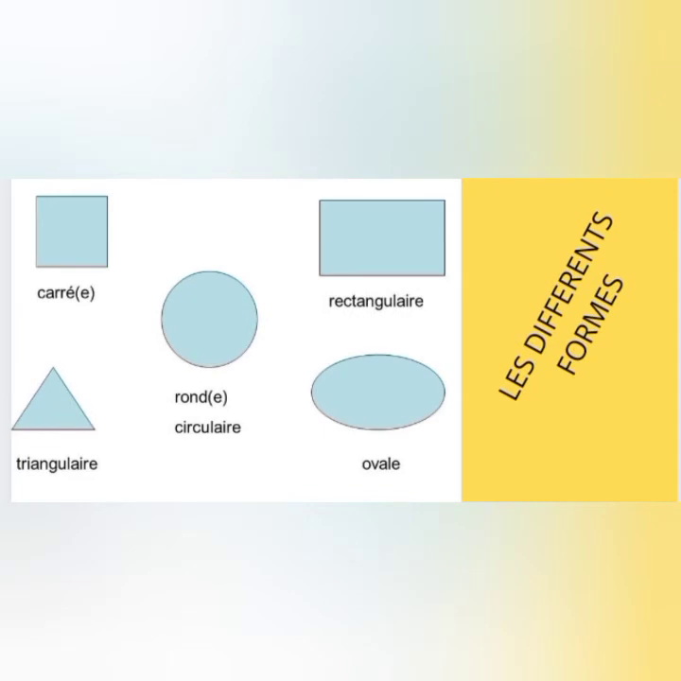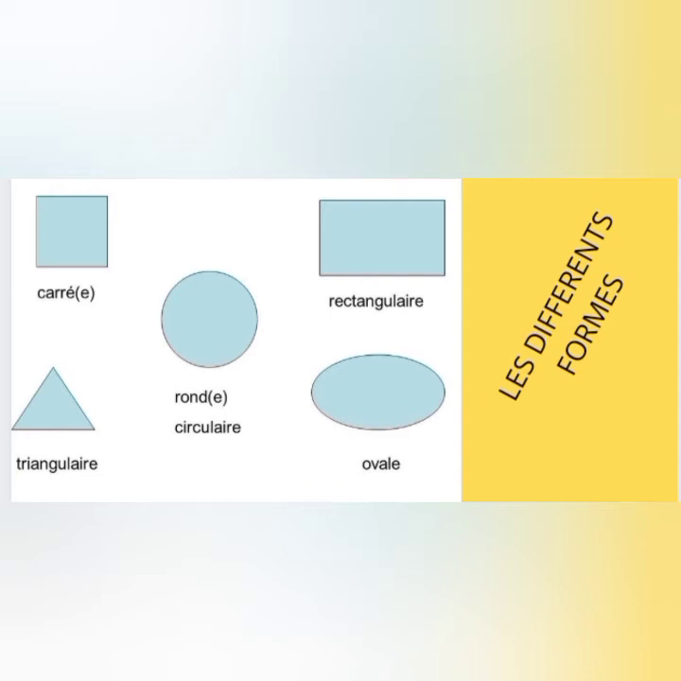Now, the next thing I have here, look at all the forms. We have les différentes formes: carré, ronde, rectangulaire, triangulaire, oval. Can I repeat? I said they are called what? Carré, ronde, rectangulaire, triangulaire, or oval. All these are what? Shapes.